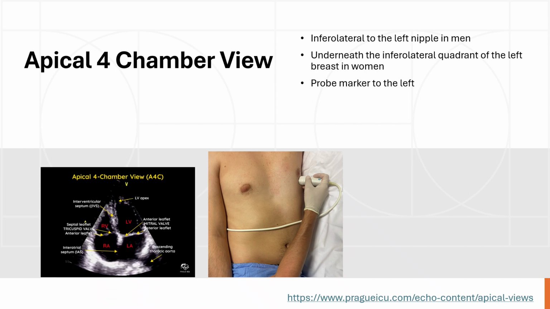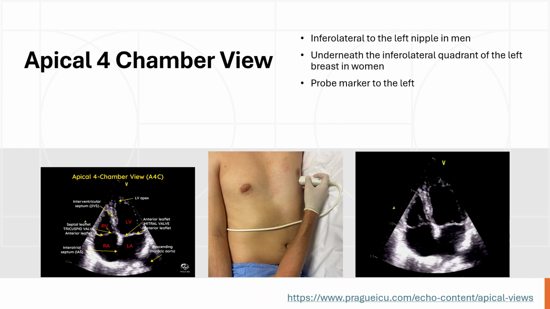On this picture on the left, you see a typical anatomy of an apical four-chamber view. And here you see a live image of an apical four-chamber view. Please take a moment to review this slide.